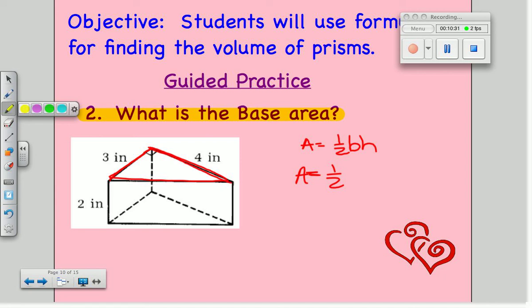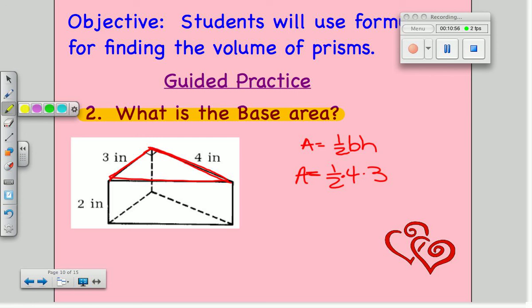What's the base of a triangle? 4 or 3. Exactly, 4 or 3. Does it matter because I'm multiplying? No, I don't care which one it is. You're multiplying them anyway. 4 times 3 is the same as 3 times 4. It's not going to change. So what's the base? 4. Okay, and the height? 3.